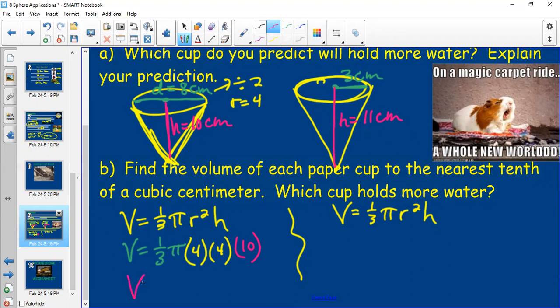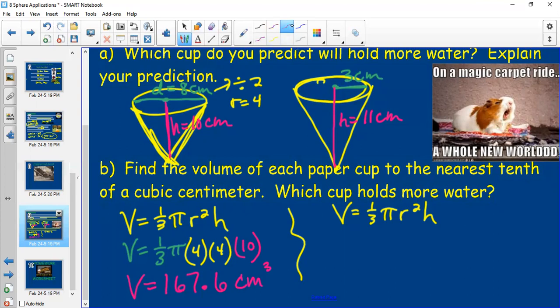All right, let's go ahead and finish that problem. I'm just going to estimate it to the nearest tenth, but you could also put it in terms of pi as long as they're both the same. So you can make them both in terms of pi, or you can make them both to the nearest tenth. Generally in word problems, I like to go ahead and make it to the nearest tenth. So I'm going to do 1 divided by 3 times 4 times 4 times 10, and then don't forget I'm going to put times pi. So this can hold about 167.6 centimeters cubed.